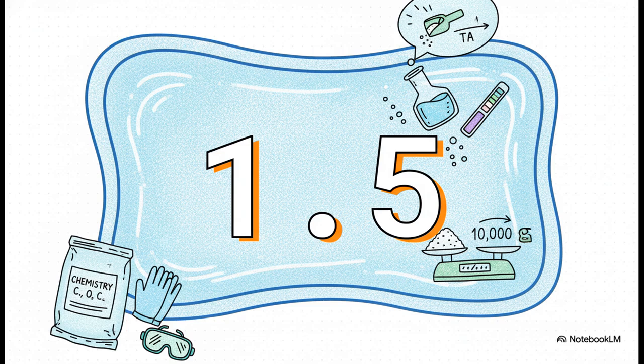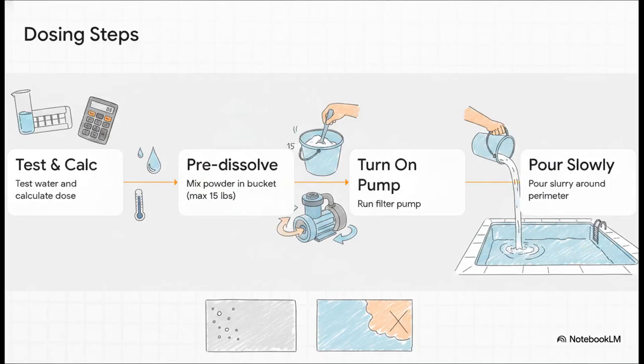Honestly, the doses required are often way larger than people expect. Like if you have a 20,000-gallon pool reading at 50 parts per million, you're going to need about 9 pounds of baking soda to get back into range. So if you add a little bit and nothing happens, don't assume the product is weak. Usually, the dose was just way too small. Okay, here are the strict steps for applying it.